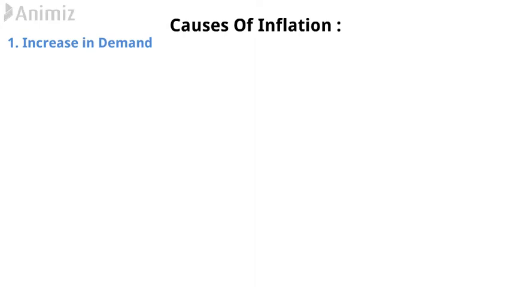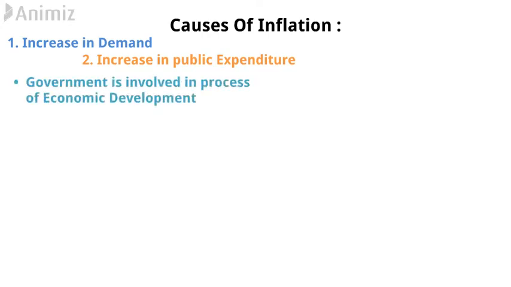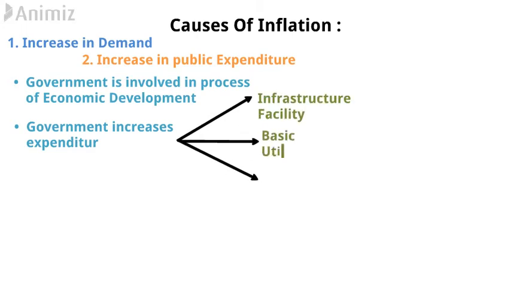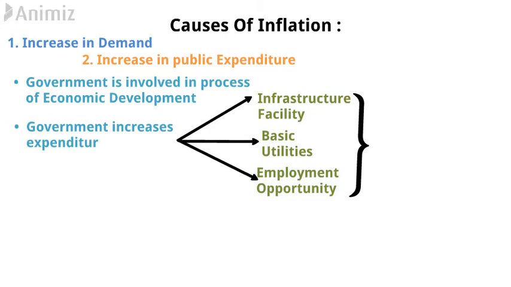Second, increase in public expenditure. In developing countries like India, the government is highly involved in the process of economic development. To develop the economy, the government increases expenditure more and more to provide infrastructure facilities, basic utilities, and to provide more and more employment opportunity to the people. And to fulfill all these three tasks, the government has to incur huge expense. Such expense will create greater circulation of money in the whole economy.